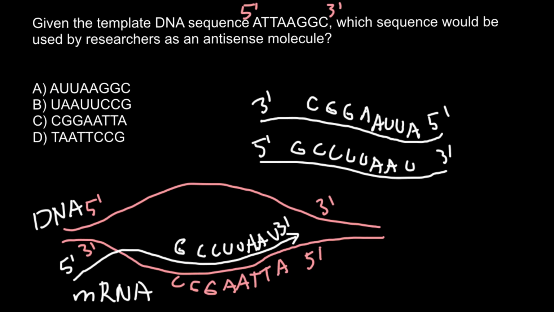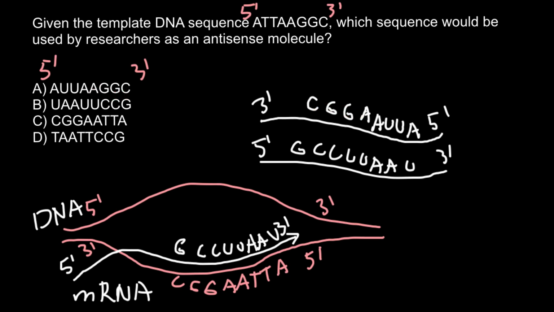So this is going to be once again 5' end and 3' end here, and we apply this 5' end to all these sequences. So let's check the first one. AUU, AUU, AA, AA, and GGC.